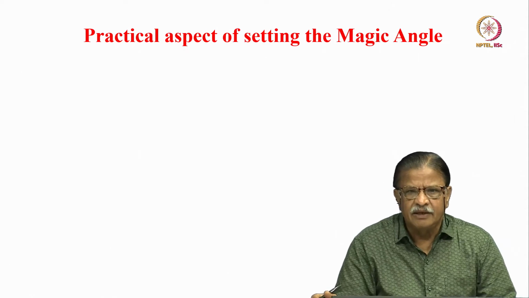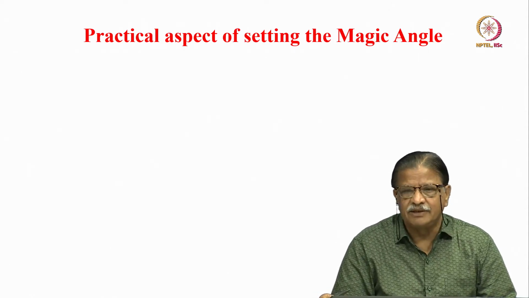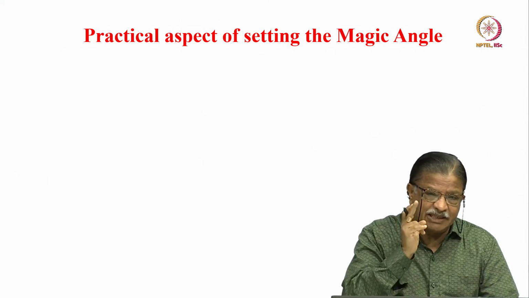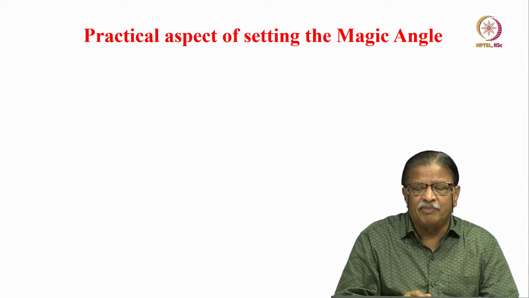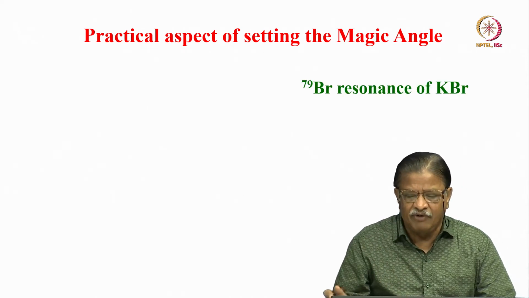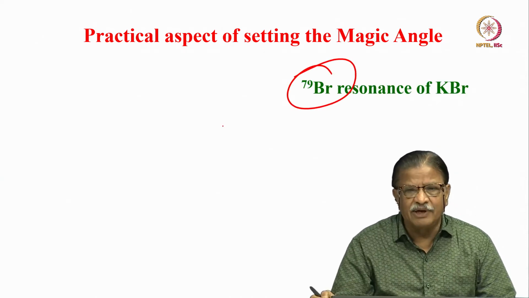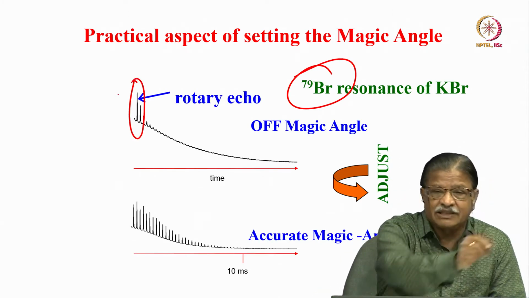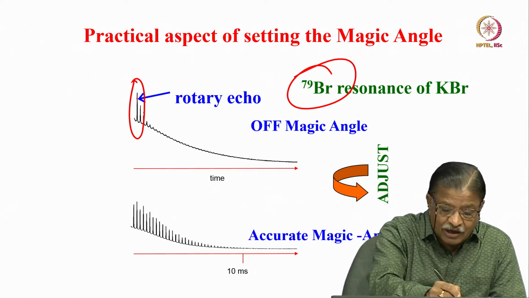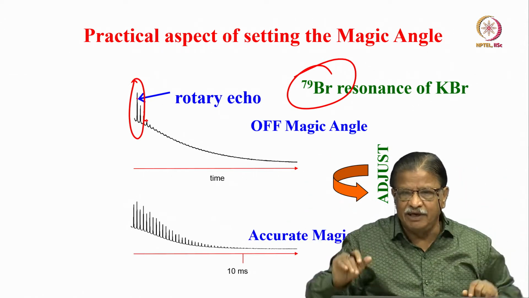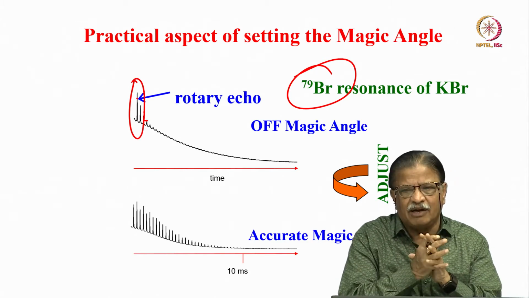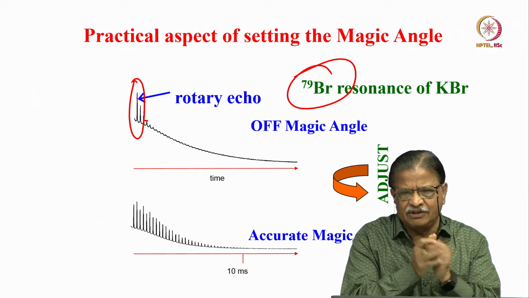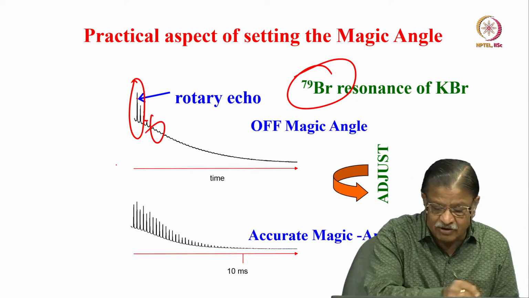Okay. So magic angle, how do you set it then? It has to be extremely precise. Remember, with slight deviation from the magic angle, you are bringing in the dipolar coupling or other anisotropic interactions. What normally is done is, we take the bromine resonance of potassium bromide and look at the rotary echoes. This is what I just now explained to you. These are called rotary echoes. Do not spin at a very high speed, spin at a normal spinning frequency like 4 kilohertz or 3 kilohertz or 5 kilohertz, and start looking at the rotary echoes like this.